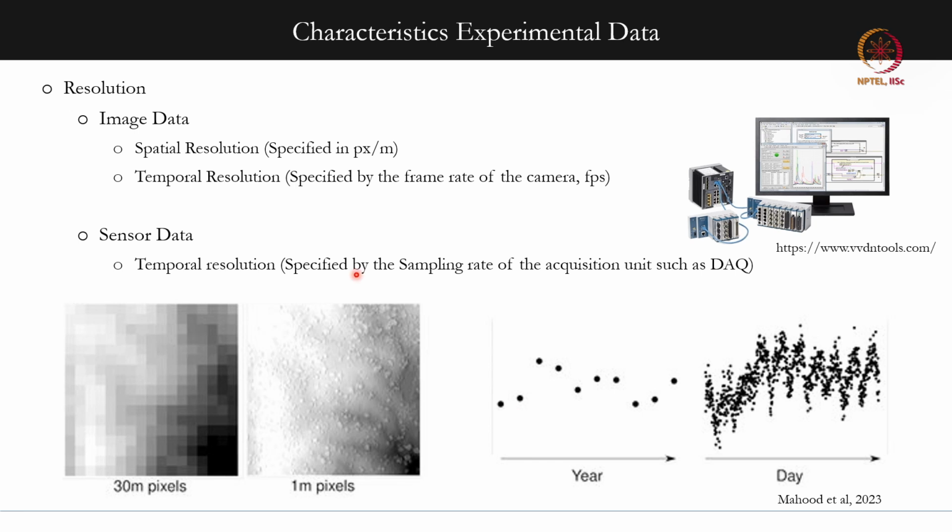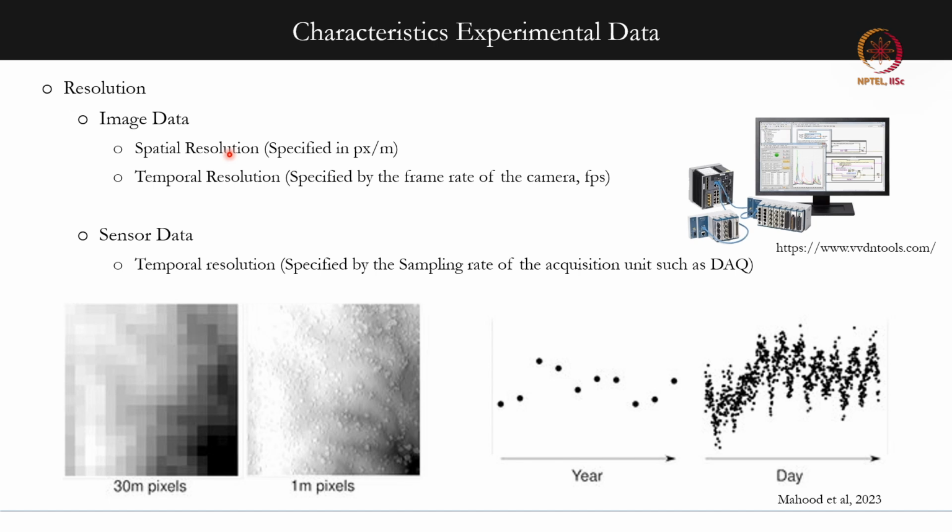That is specified in terms of the spatial resolution, which is representative of the number of pixels for one physical unit, which is basically meter or millimeter. It is generally specified in pixels per mm or pixels per meter.